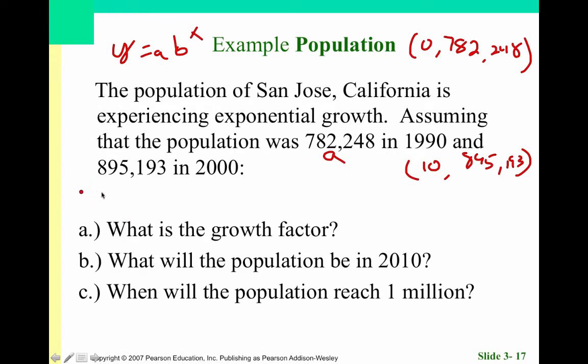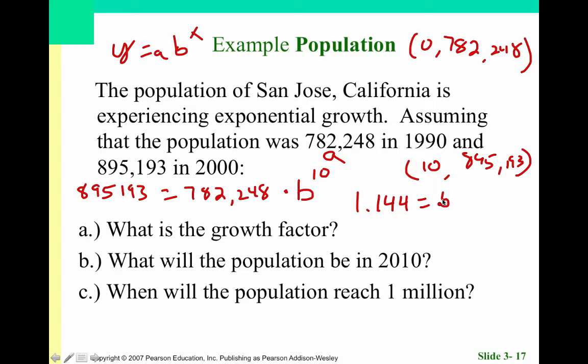My ending value is going to be 895,193, which is equal to my beginning value, 782,248, times my growth factor, which is the base, which is b, raised to the power of 10. So the first thing you're going to do is get that b to the 10th by itself. I can take my 895,193 divided by 782,248, and I get 1.144, which is equal to b to the 10th.